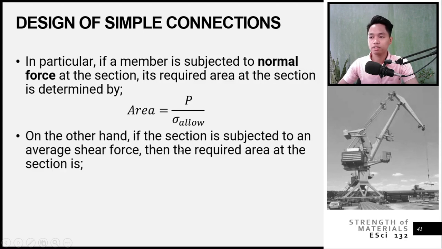On the other hand, if the section is subjected to an average shear force, then the required area of the section is, again, using your shear allowable. Okay? So, by making simplified assumptions regarding the behavior of the material, the equations derived for sigma and tau can often be used to analyze or design a simple connection or mechanical elements. So, bisag unsa a member, a structure, or what.